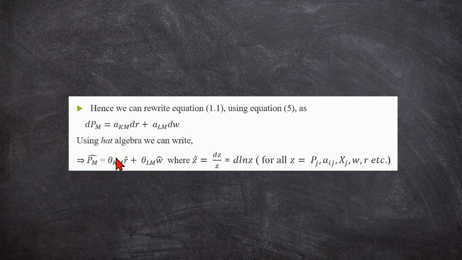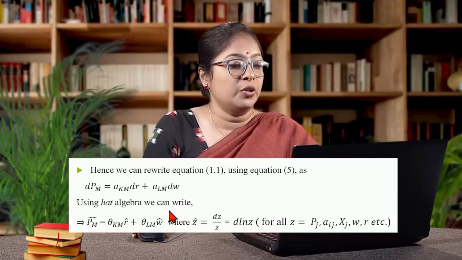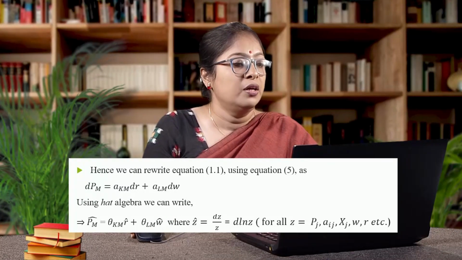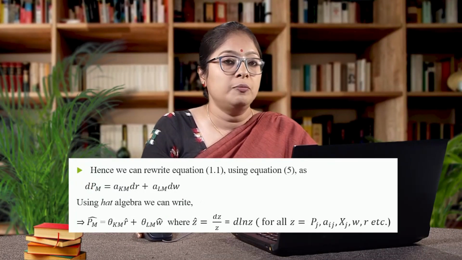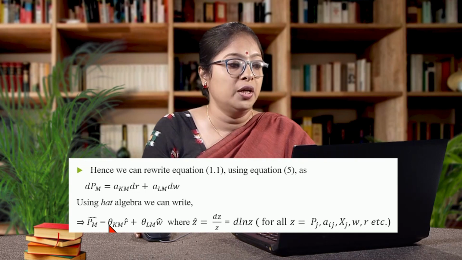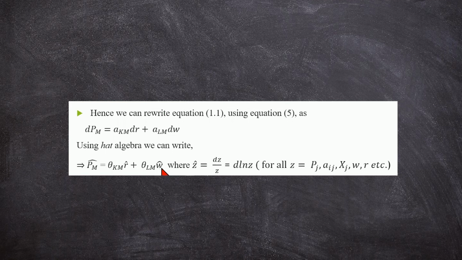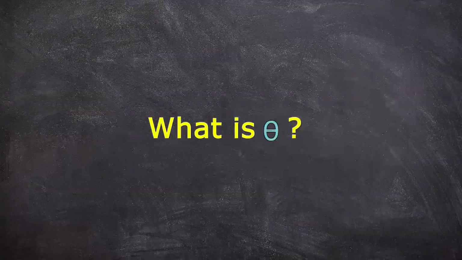Now we use hat algebra. So using hat algebra, from this expression we get PM hat is equal to theta KM into R hat plus theta LM into W hat, where z hat is dz by z, that represents the rate of change. Now, what is theta?